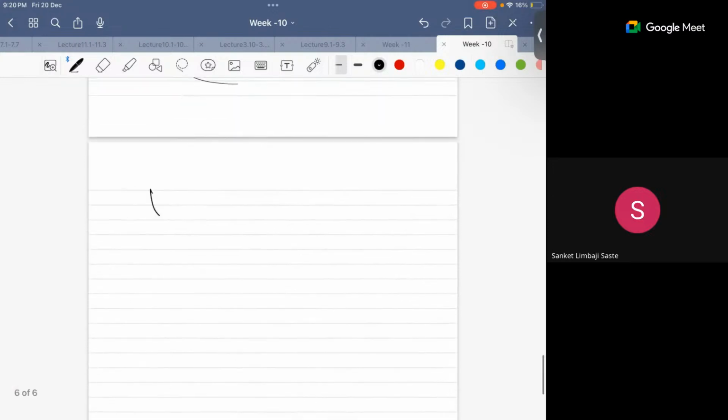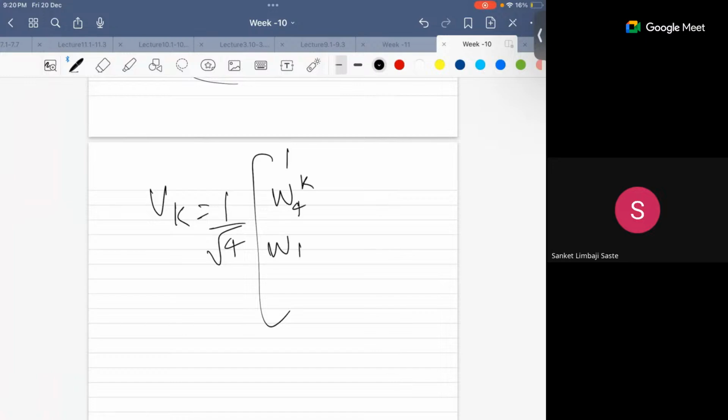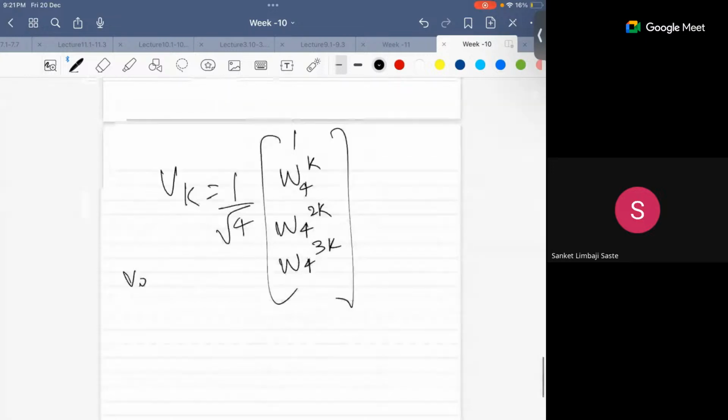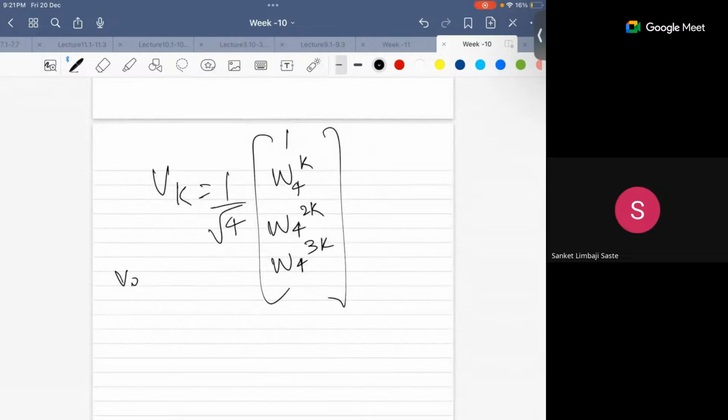Now you can calculate the eigenvector also. There is a formula for v_k: 1 upon root of 4 times 1, omega to the power k, and so on. For v0 you have already got it, and for v1, v2, v3 you can put in all the values and get them, right?